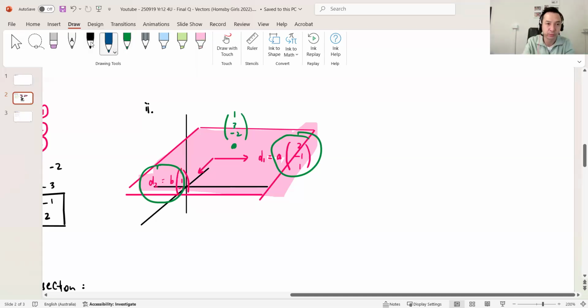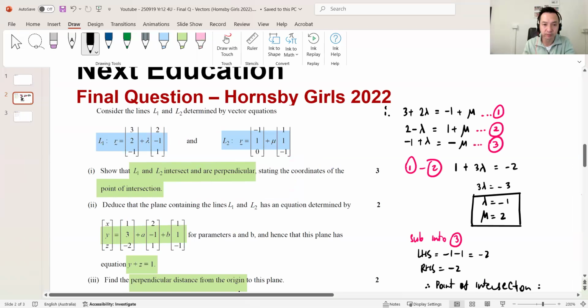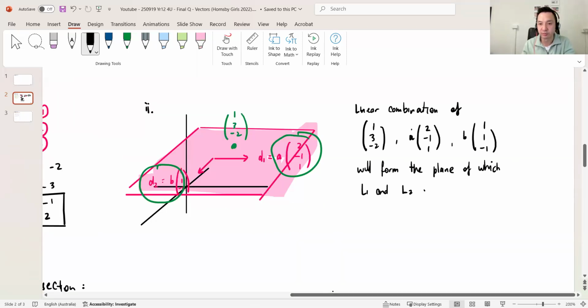So my answer for the first part is the linear combination of 1, 3, -2, A times 2, -1, 1, and B times 1, 1, -1, will form the plane of which L1 and L2 exist.